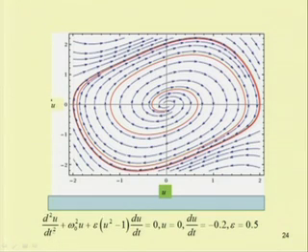d square u by dt square plus omega 0 square u plus epsilon into u square minus 1 du by dt equal to 0, by substituting u equal to 0 and du by dt equal to minus 0.2 and epsilon equal to 0.5. One can get this plot, this phase portrait. This phase portrait clearly shows the existence of the limit cycle. Limit cycle means, if you start from an interior point, let this be the interior point.